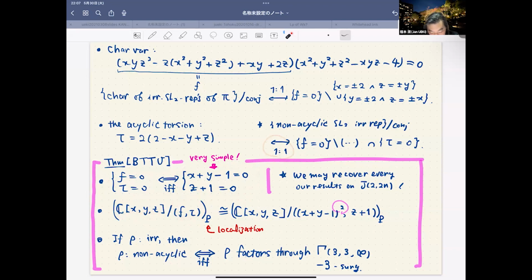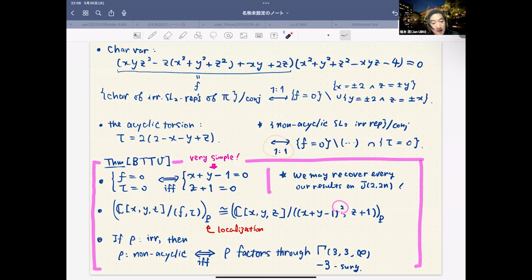And then under generic localization, we have that this is isomorphic to the quotient by this ideal. Here, there are two polynomials, and here is a square. This explains the common tangent line phenomenon.